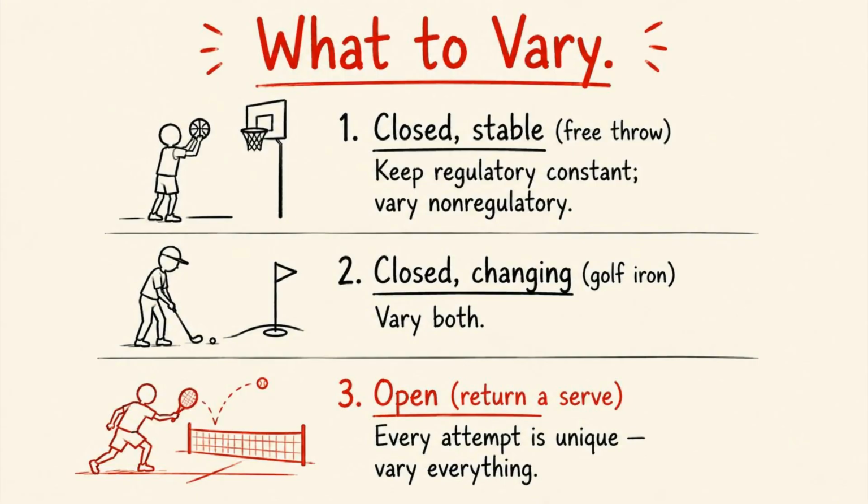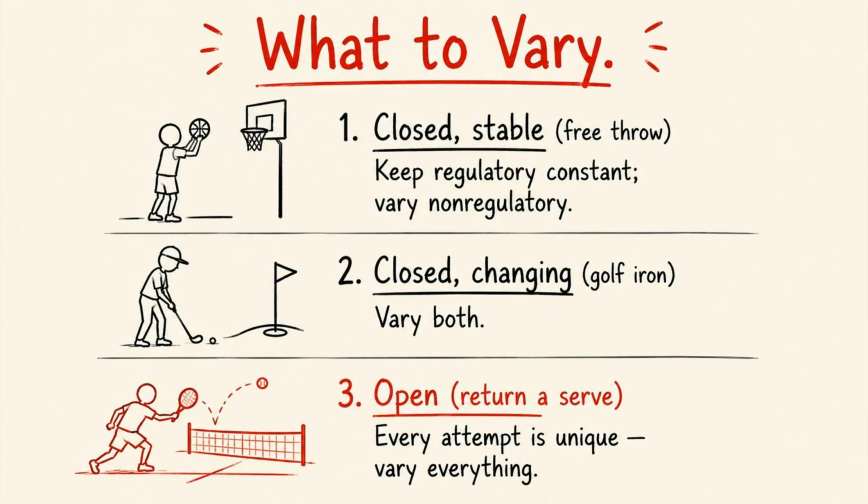Now let's turn that distinction into concrete rules, organized by the kind of skill, because what you vary genuinely differs across them. Three cases. First, a closed skill with no intertrial variability. The regulatory conditions are the same every time. A basketball free throw. Same rim, same distance, every shot. Climbing the stairs in your own home. Same stairs daily. Here, keep the regulatory conditions constant in practice. Don't move the free throw line around, but vary the non-regulatory conditions, because those will change. Practice with crowd noise, with fatigue, with game pressure.